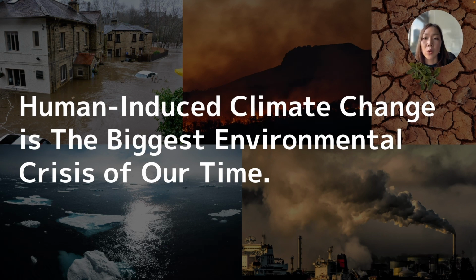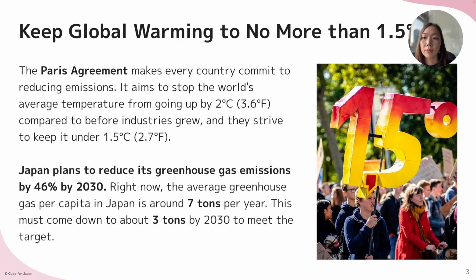Climate change is causing more droughts, wildfires, higher ocean levels, floods, melting polar ice, declining biodiversity, and so on. The Paris Agreement makes every country commit to reducing emissions. It aims to stop the world's average temperature from going up by 2 degrees Celsius compared to before industries grew, and they strive to keep it under 1.5 degrees.